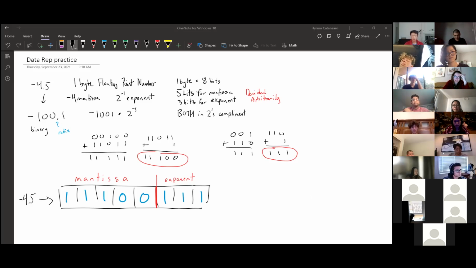I have a question. Won't the exponent always be negative? No, what if I had to represent 45? Oh, I see. Okay, so it's negative because negative 4.5 is negative. Yeah, that's right. So sometimes the exponent can be positive, so you allow for it to span a range.